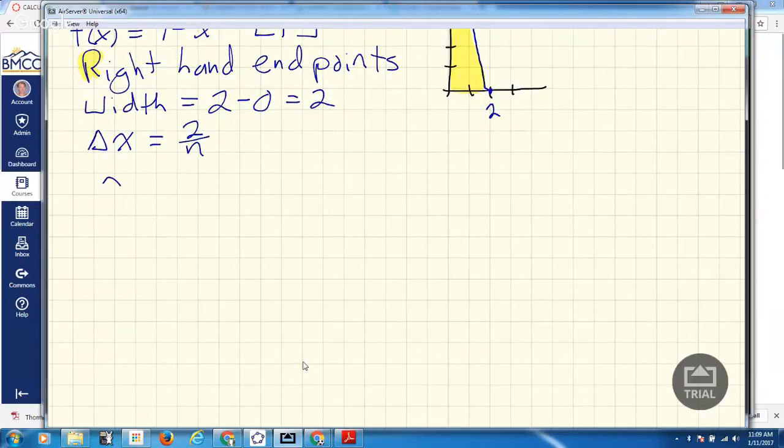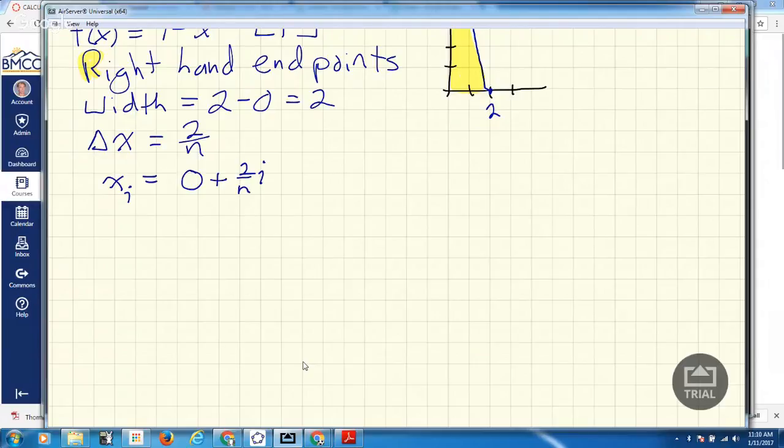Then we need to figure out what x values we're going to plug into our function, those x sub i's. And those, if you're doing the right-hand endpoints, are always your starting endpoint, 0 in this case. And then you add on that width over and over again. You keep jumping to the right, whatever 2 over n happens to be. So we're going to get 2 over n times i, and i is the step I'm at, the rectangle I jump to down the road.